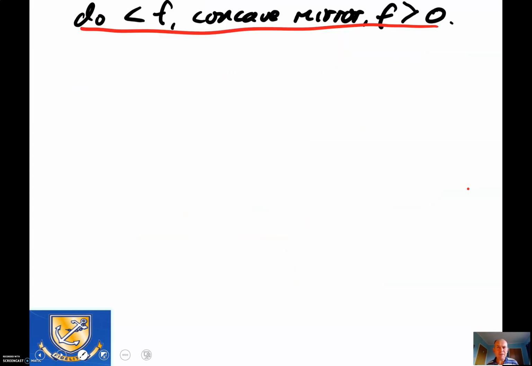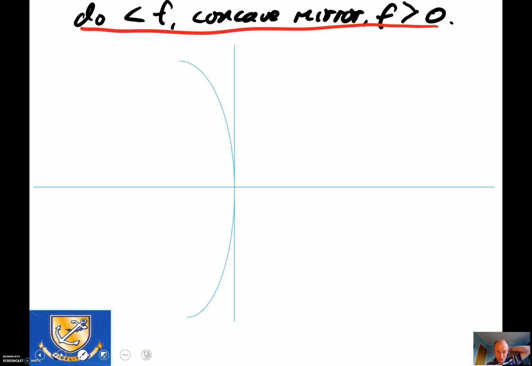For do less than f, and the concave mirror, which means the focal length is positive, I put in the principal axis, then draw the location of the mirror. However, for efficiency, we don't tend to bother drawing the whole mirror. We just draw a little wee cusp in the middle to show that it's a concave mirror, and we assume that this whole big straight line down here is the mirror.